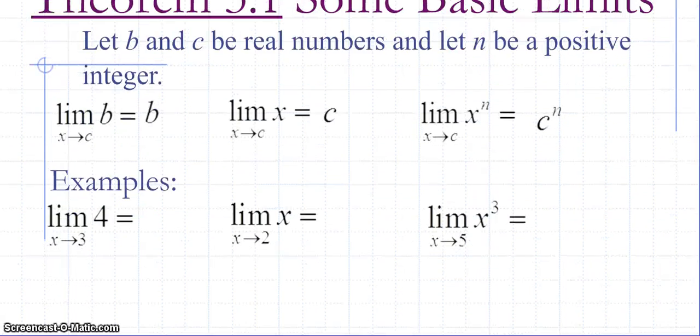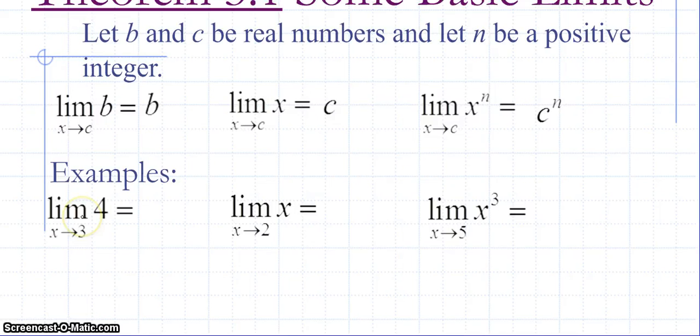Hopefully that makes sense. So if we have the limit as x goes to 3 of 4, what is that going to equal? 4. Very good. The limit as x goes to 2 of x, what is that going to equal? 2. Excellent. The limit as x goes to 5 of x cubed is 125. Nice job and good work with the dramatic pause. Thank you, I appreciate that.